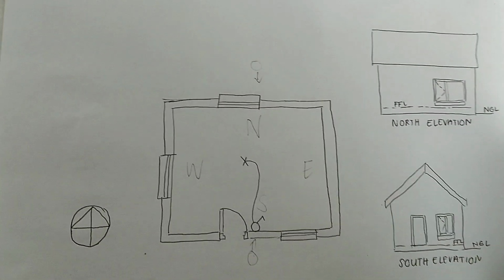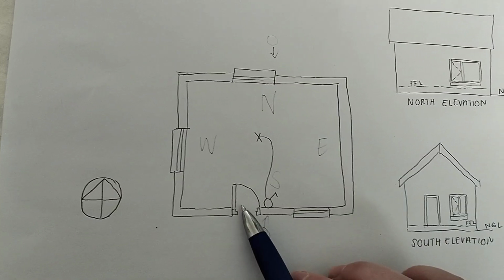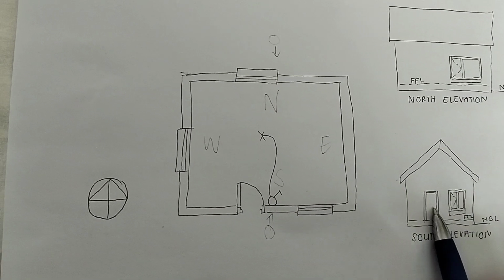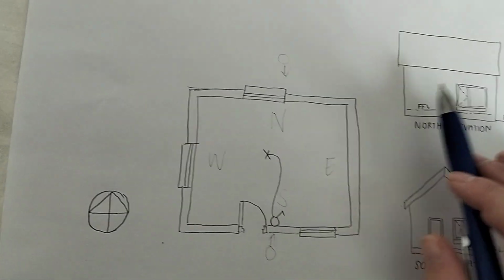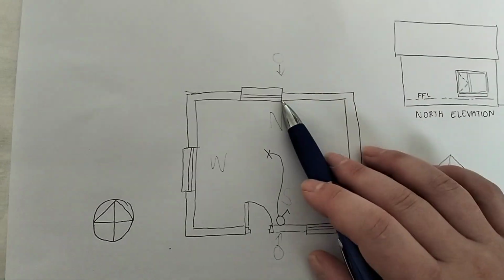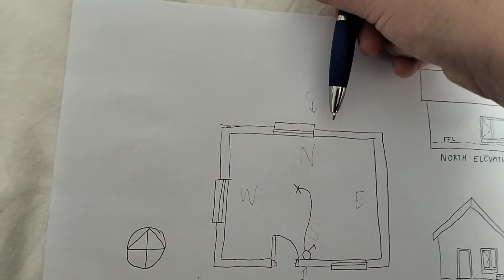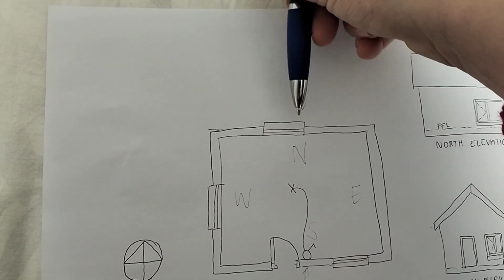Don't worry about the roof, it's just to show. Okay, so the south elevation shows the door and the window, where the north elevation shows that window. Okay, so it's as if you're standing here, okay, and you're looking in this direction.